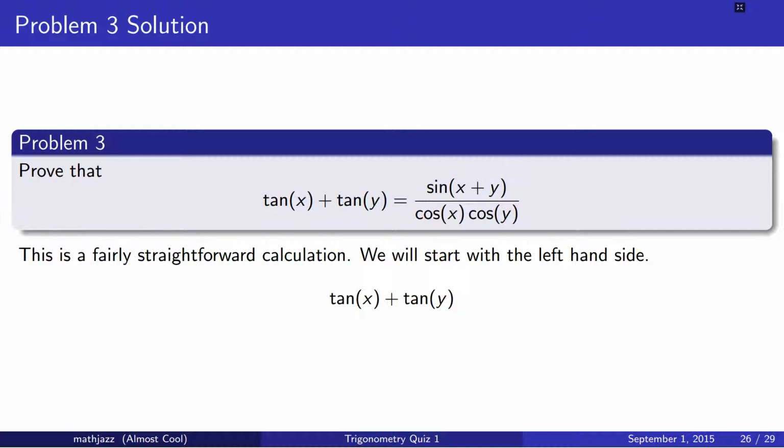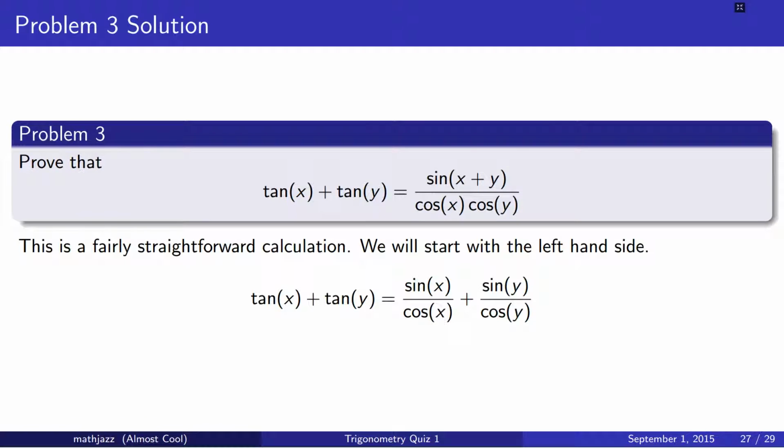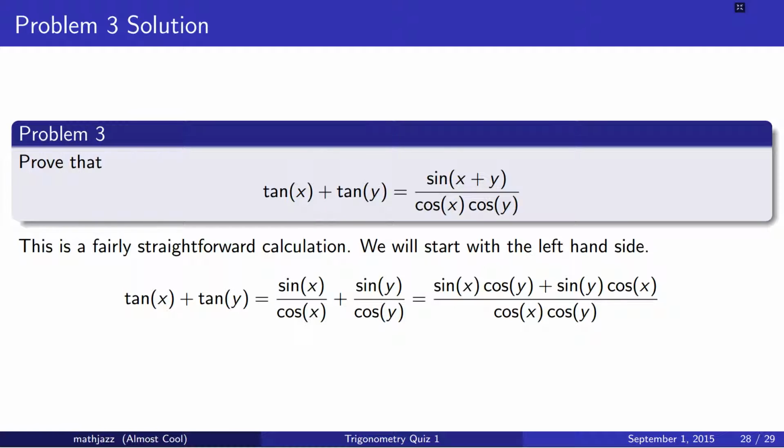So tangent of x plus tangent of y equals sine of x over cosine of x plus sine of y over cosine of y. And if we look at these fractions, we notice that if we were to add these fractions to get one fraction with one denominator, we would end up with cosine of x, cosine of y as our denominator, which is the denominator that the right-hand side of the equation had. So we will do that, and we get this expression.